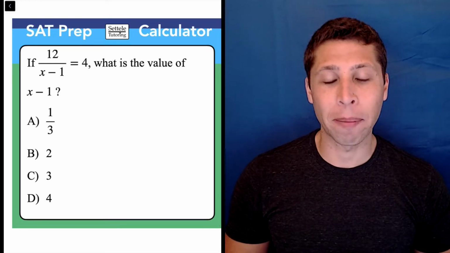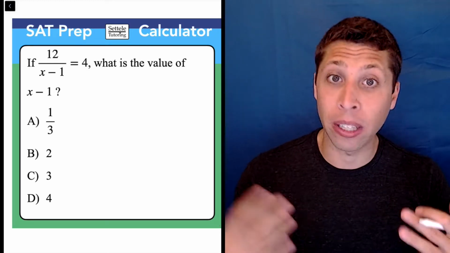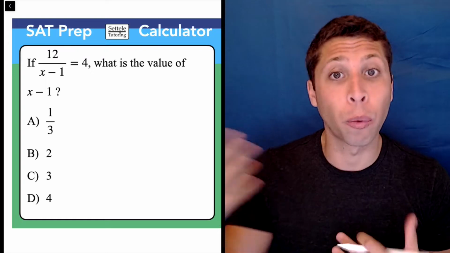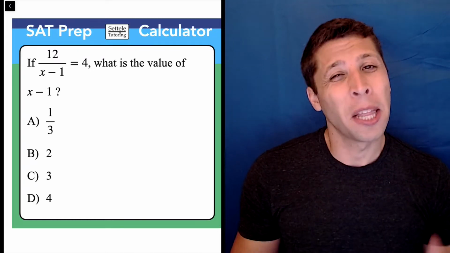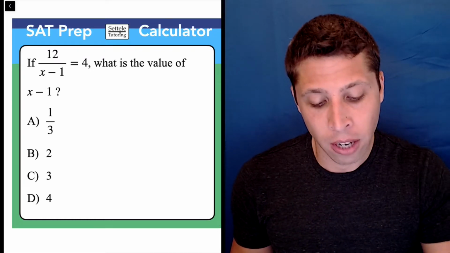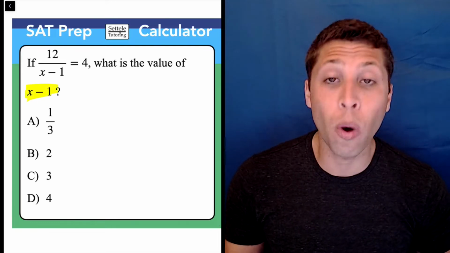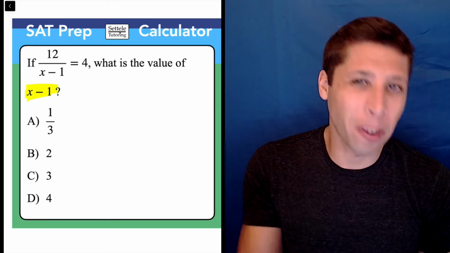At first glance, this looks like it might be a good candidate for guess and check because we have answer choices that seem pretty simple. We could work them back into the question, plug them in for x. The problem is that they don't ask us for x, right? They ask us for x minus 1, so these answer choices aren't x. They're something a little weird.